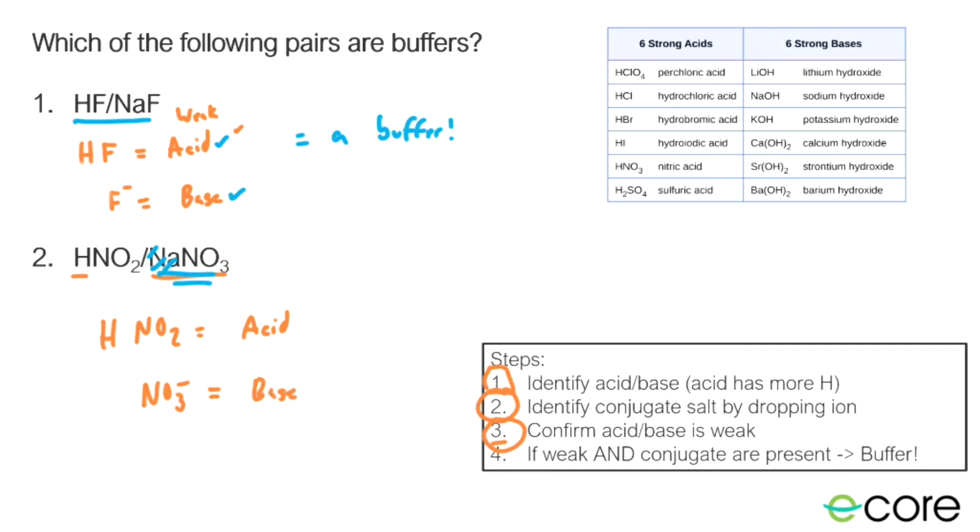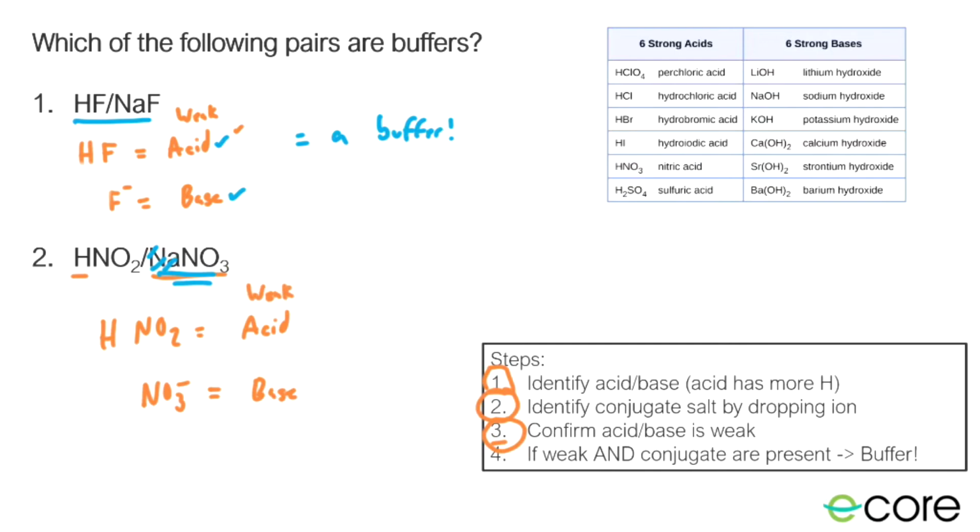Okay, then let's go ahead and see if we have a weak acid. Is HNO2 on our strong acids list? One really close to it is HNO3, but that's a different acid. It has an extra oxygen. So no, it's not on our list, and therefore it's a weak acid. So this is a weak acid.